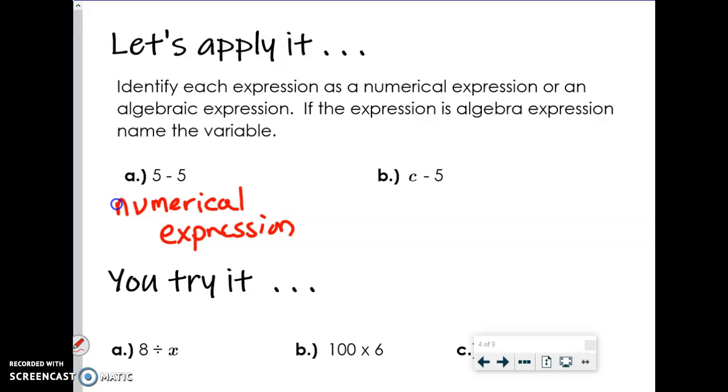For the second part, I have c minus 5. Well, right away, when I read it out to myself, c, that's a variable. That's a letter standing for a number that I don't know. So here, I can tell right away, I've got a variable. That must be an algebraic expression. Okay? Then it says, identify the variable. So I'm just going to give myself a semicolon here and write down what the variable is. The variable here is C.